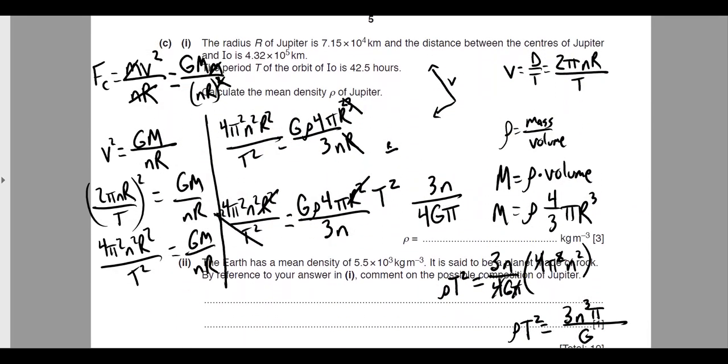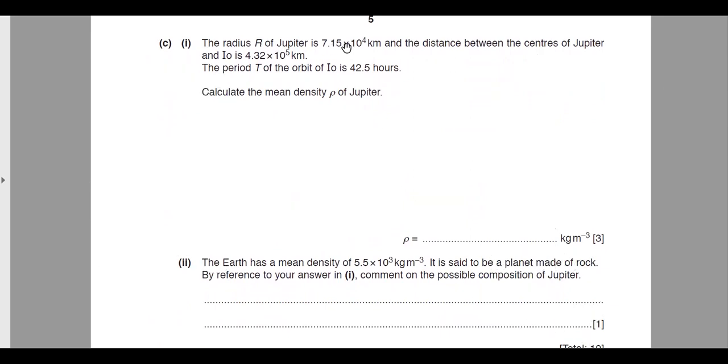The question goes on to give us some data. And it says the radius r of Jupiter is given, the distance between the centers of Jupiter and Io also given. Note that it's like a whole order of magnitude bigger, 10 to the 5 compared to 10 to the 4. And they give us the period, but the period is in hours. We want to calculate now the mean density rho of Jupiter. And so we can remind ourselves that we just had rho t squared equal to 3 pi n cubed over G. And so right away, we can just move the t squared down there. Okay, so divide each side by t squared so that rho is the subject.